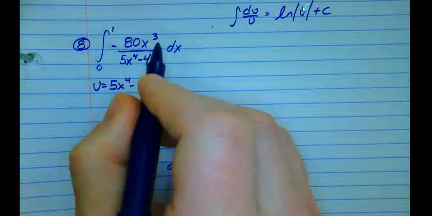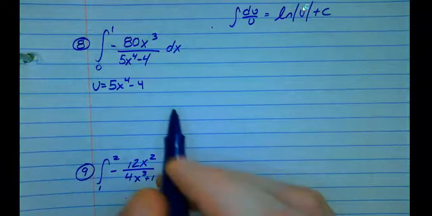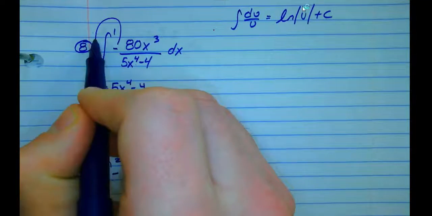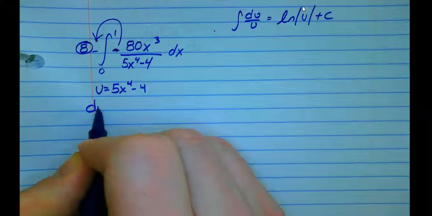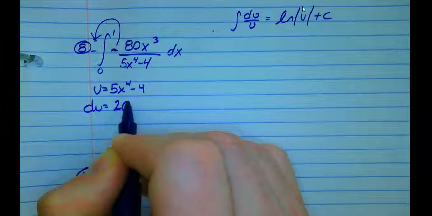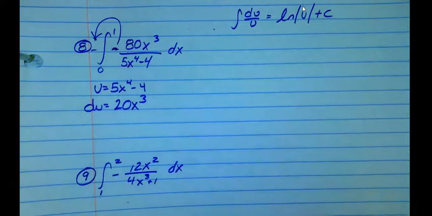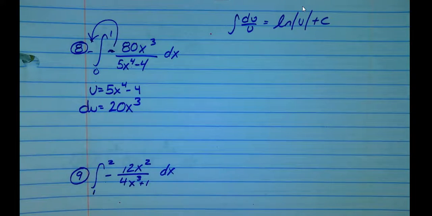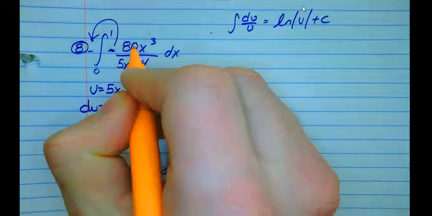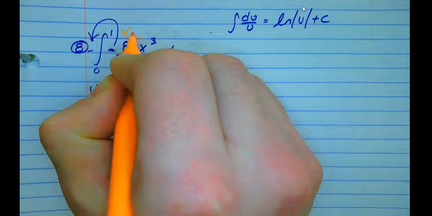then I'm going to assume that this 80x cubed is the du, and keep in mind you can just pull that negative out. So the du is equivalent to 20x cubed, right? Just the derivative of u. But that's not what it looks like up in the numerator. This is 80. So what you can do is split this into 4 and 20.